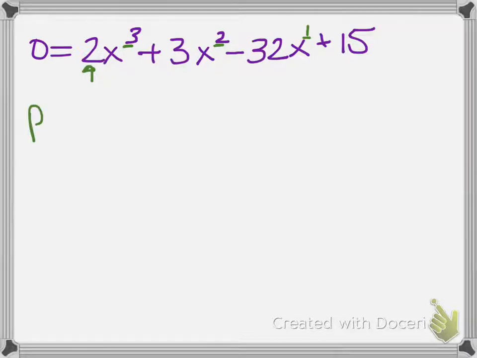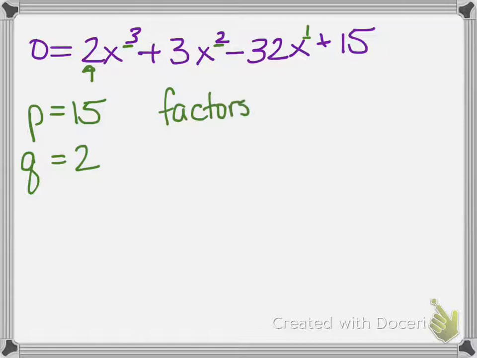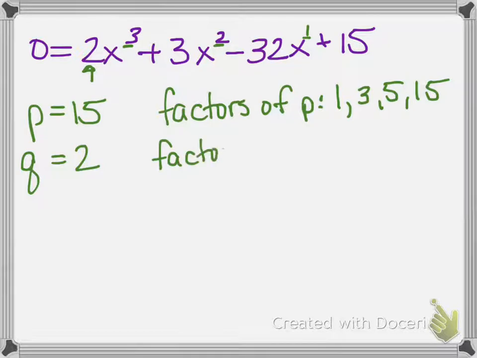So P, it said in the definition, is the factors of the constant term. So P, the constant term, is 15 in here, and Q, the leading coefficient, is 2. So what we do is we write factors of P. So factors of 15: 1, 3, 5, and 15. And then factors of Q, we have 1 and 2.